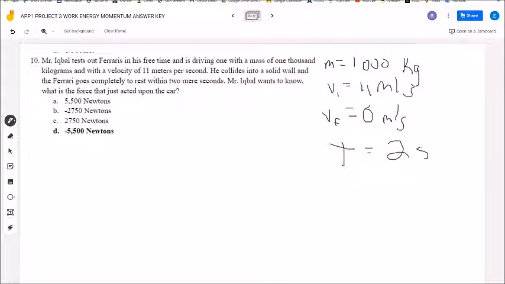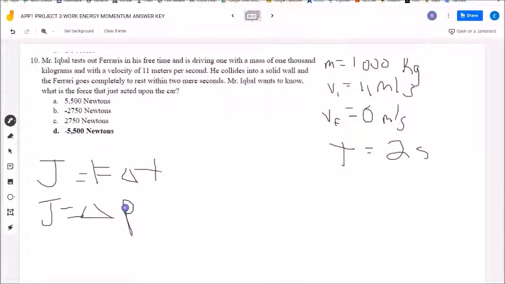All right, so how do we do this? Well, we solve this using impulse, of course. We know impulse, denoted by J, is equal to force times change in time. And by the impulse-momentum theorem, impulse is equal to the change in momentum, which is delta P. Using this, we can rearrange: F delta T is equal to delta P, and since the question is asking for force, force is equal to delta P over delta T.